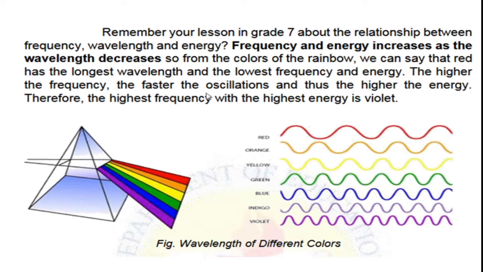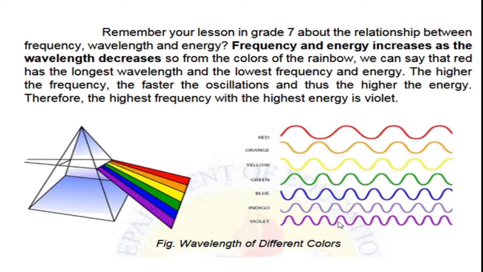So, therefore, the highest frequency, which has the highest energy, is violet. Tingnan nyo dito, sa violet. Bilangin natin yung frequency. 1, 2, 3, 4, 5, 6, 7, 8, 9, 10. 10 frequencies compared to the red. 1, 2, 3, 4. Mas maraming frequency ng violet. Kapag mataas ang frequency ng isang color, mataas na yung kanyang energy.